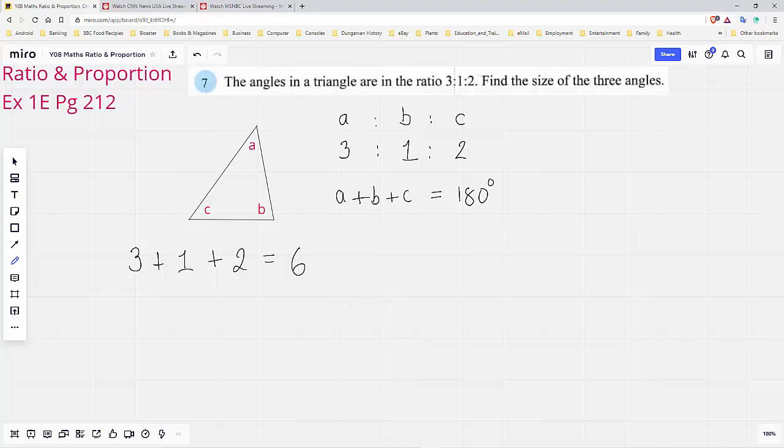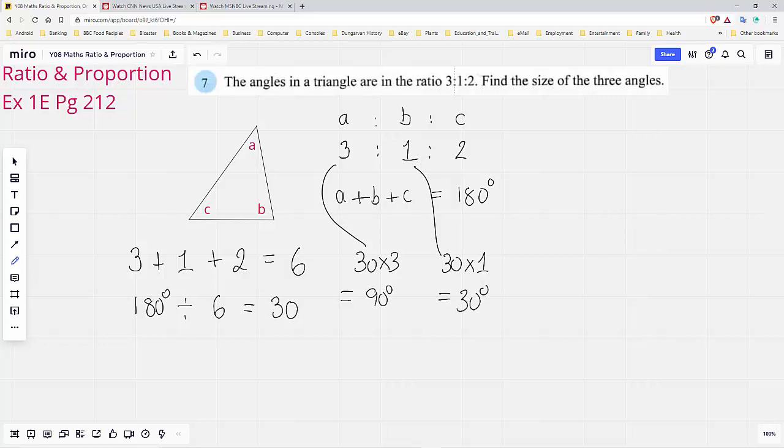The next step is to divide that 6 into the 180 to find how many shares, how many rounds of sharing we're going to have. And the answer, as you can see, is 30 rounds. Now I'm going to take that number and multiply it by each of the ratio numbers to work out the size of the angles for A, B and C. So for A, we're going to get 30 shares times 3, which will give us 90 degrees. For B, 30 shares of 1, which will give us 30 degrees. And for C, 30 shares of 2, which will give us 60 degrees.